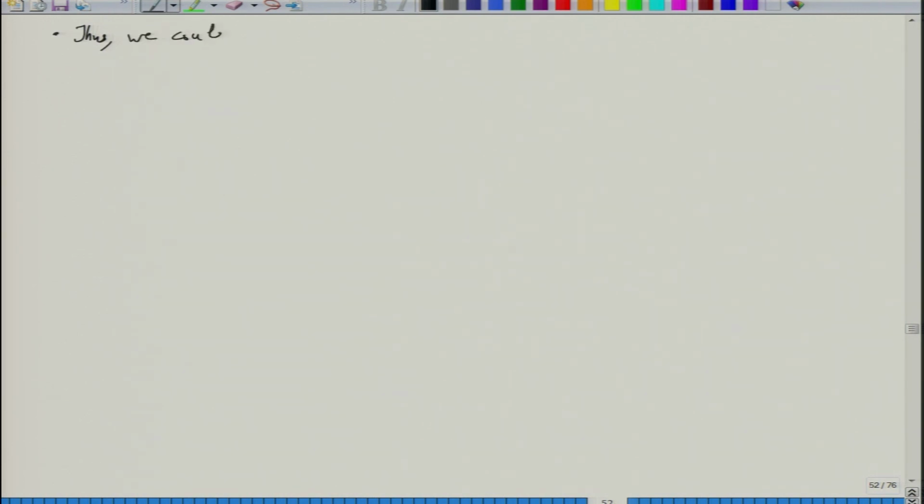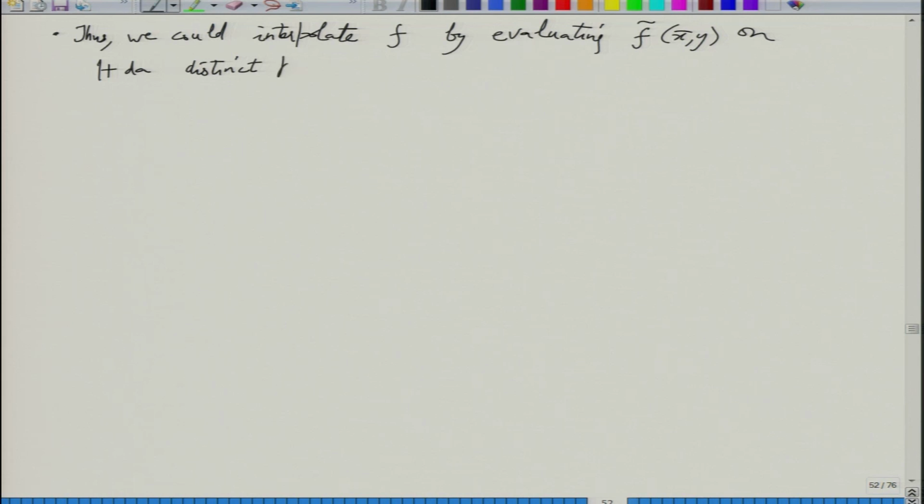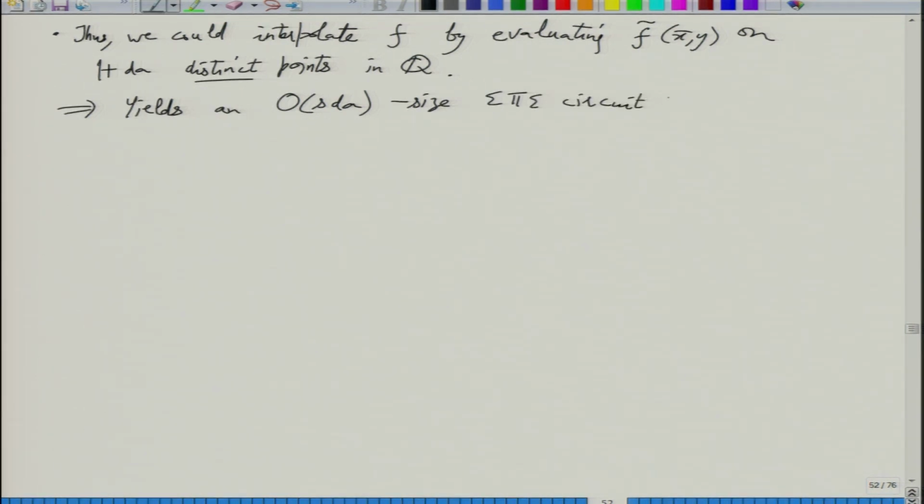So thus we could interpolate by evaluating f tilde x bar y on 1 plus dA distinct points in Q. So this yields an SDA size sigma pi sigma circuit for f over Q. Right, this finishes the proof.